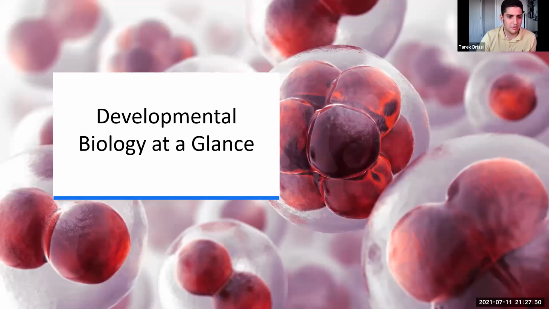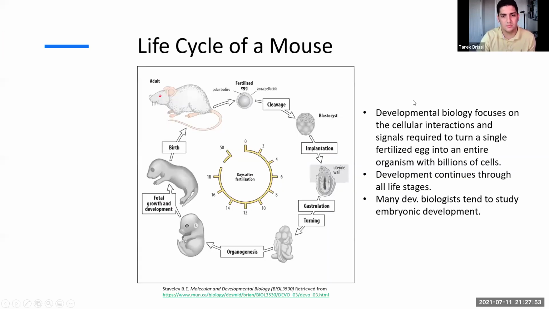All right, so first section, developmental biology at a glance. So first, I'm just going to start by showing everyone the life cycle of a mouse. As you all should know, mice are a very common laboratory animal that we do experiments with. I'll get into this later, but one of the reasons being is because they're mammals and humans are also mammals. So we're very similarly related at the cellular level.